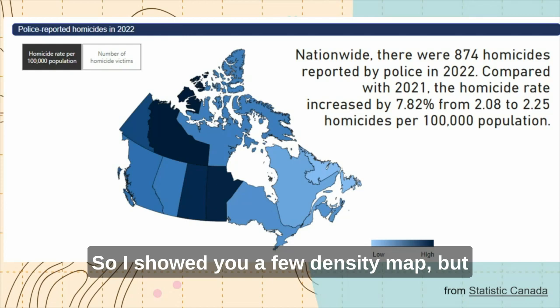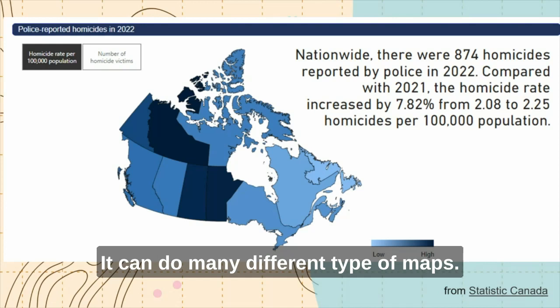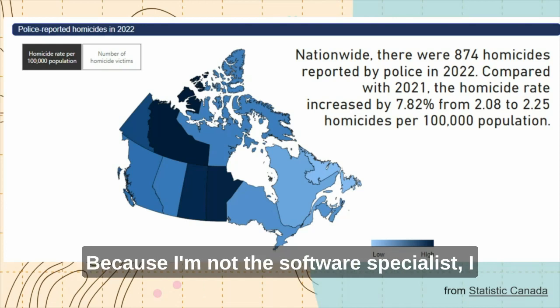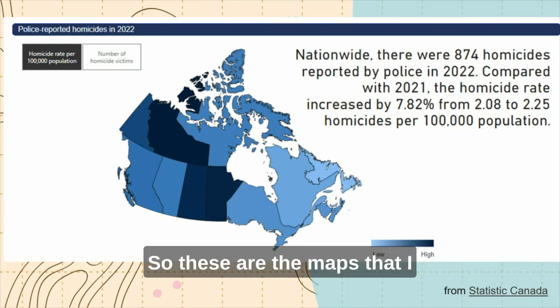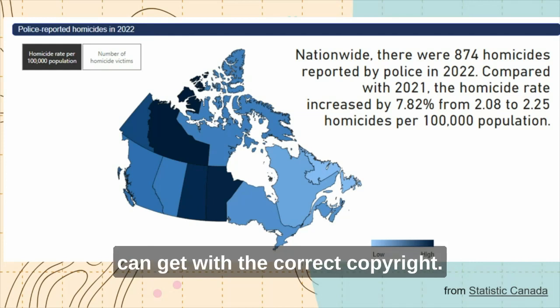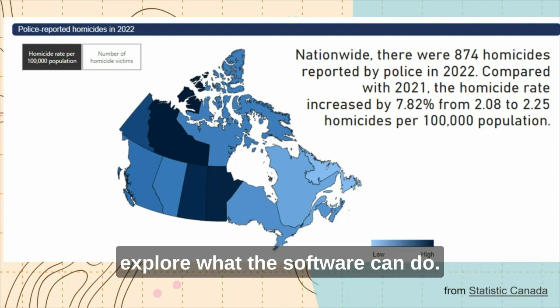So I showed you a few density maps, but don't think GIS software can only do this. It can do many different types of maps. Because I'm not the software specialist, I didn't do this all by myself. So these are the maps that I can get with the correct copyright. If you're interested, I encourage you to explore what the software can do.